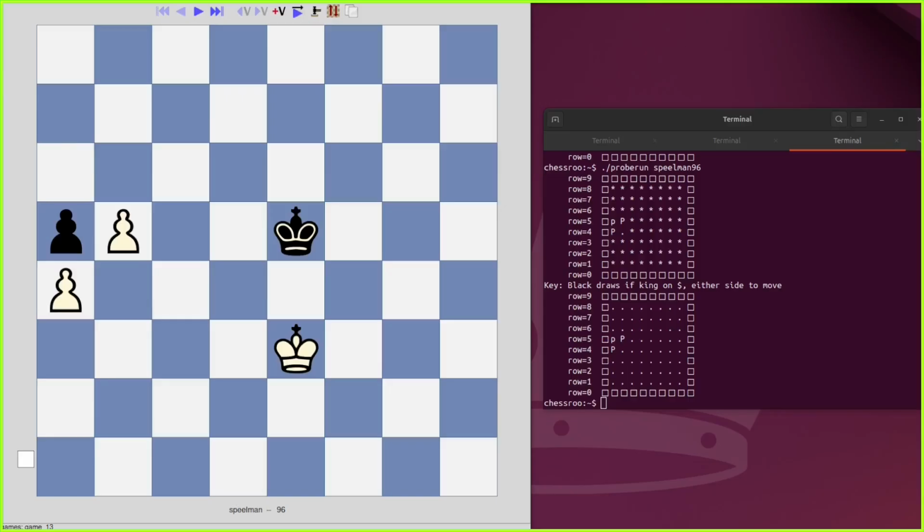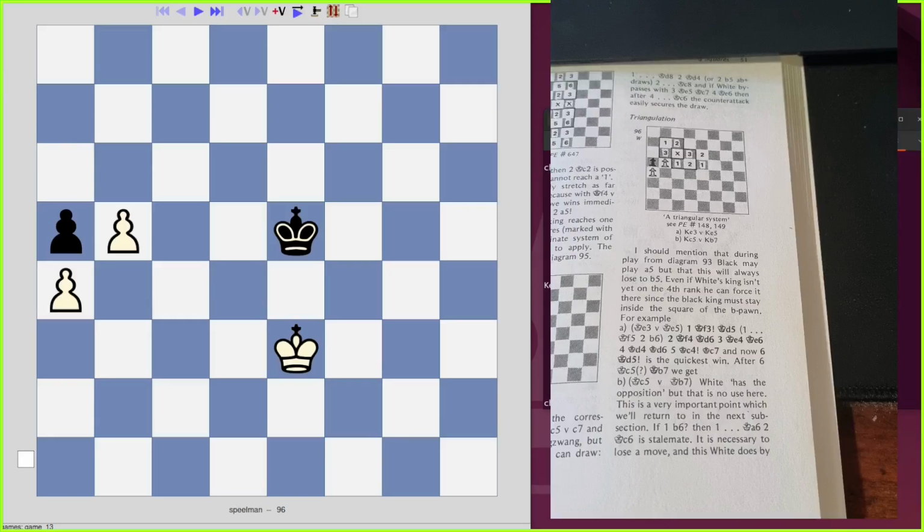What I will do here is, the one that was there was correct. Okay, so let's have a look at this. I was reading from the wrong page. You can see the continuation. Speelman gives you king to f3. Now, I said, got to stay inside the square.